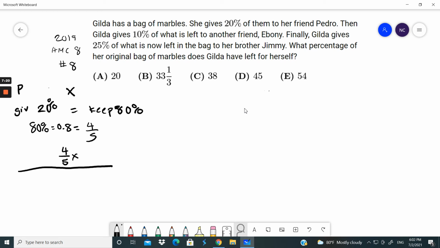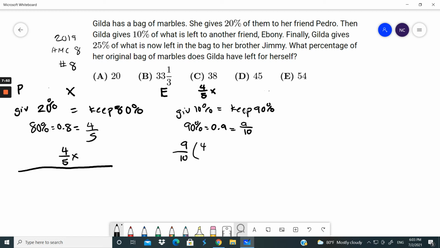Now we want to figure out how many are left after she gives to Ebony. So right now she is at 4/5 of X and she's giving 10% away. So once again, giving 10% away is the same thing as keeping 90%. And 90% is equal to 0.9, which is equal to 9/10. So 9/10 times how much she had originally, which is 4/5 X, is equal to, we can cancel here, 5, 2, 18 over 25x.